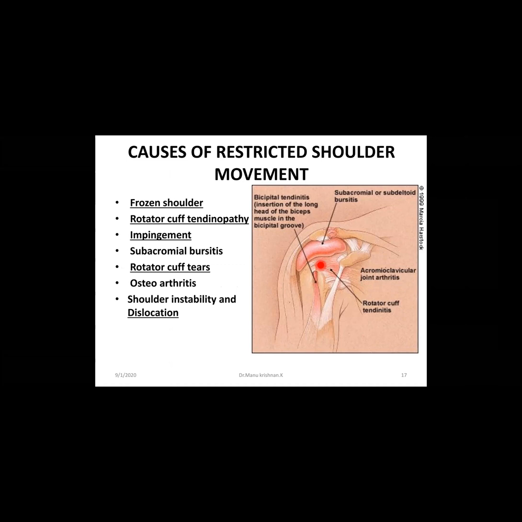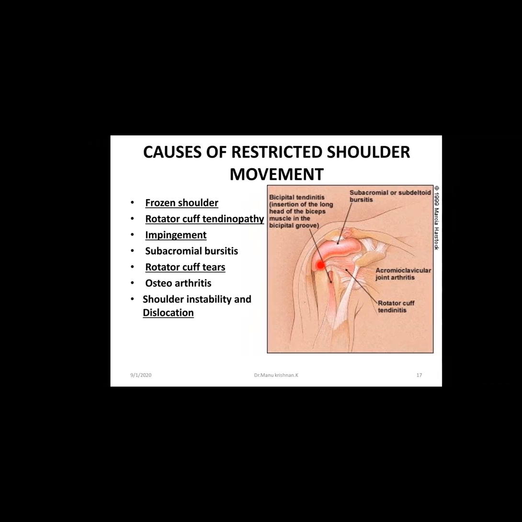So these are the common things that affect the movement of the shoulder joint. So the first one is the frozen shoulder, or it is otherwise known as adhesive capsulitis, that you will be learning later. So just try to remember these names so that you can quote some examples. And if you are curious, you can just Google it or you can read more about these conditions. Okay. And the second one is the rotator cuff tendinopathy.